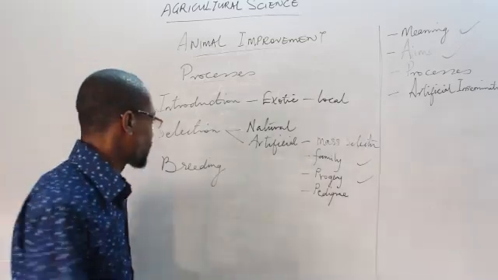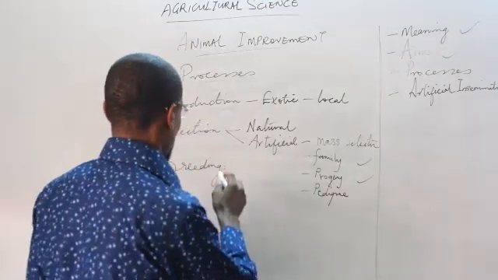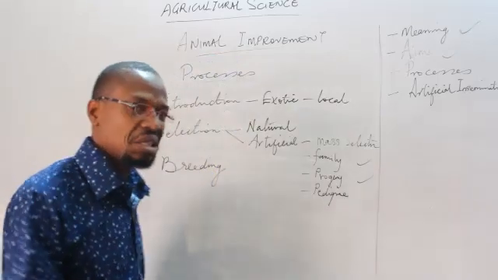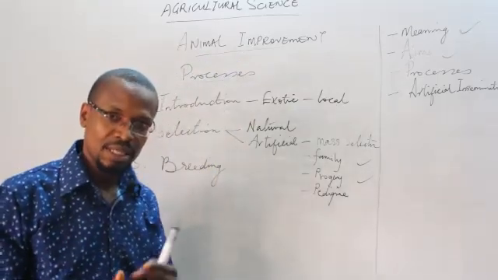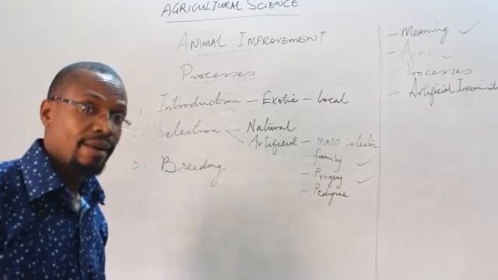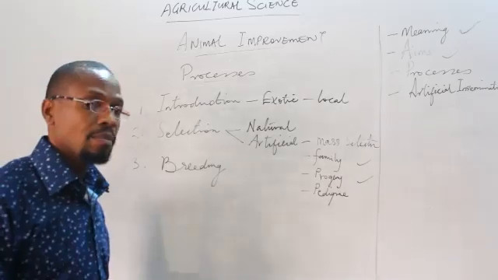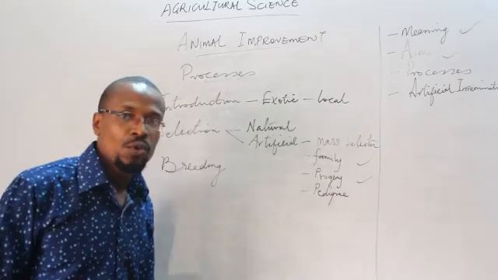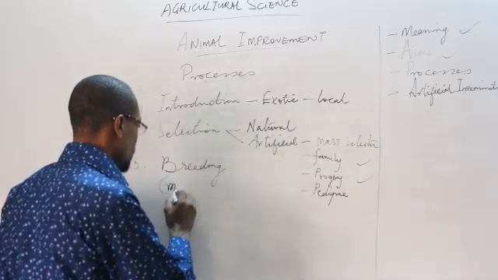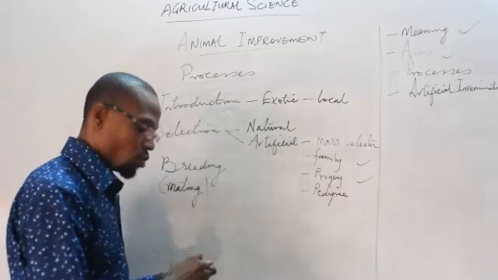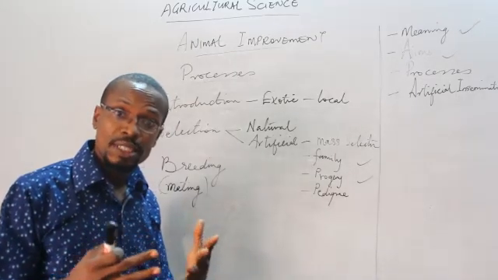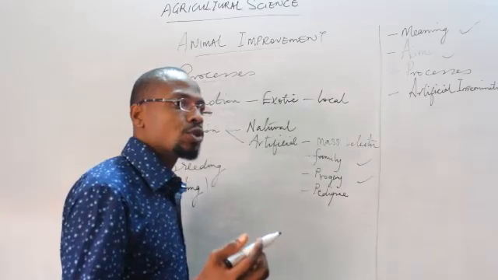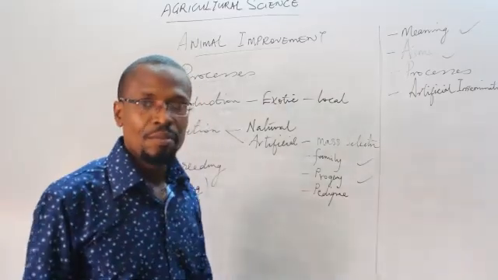Then we talk about breeding. Breeding talks about mating. Breeding and mating go hand in hand. So when we talk about breeding, we're also talking about mating of the farm animals. Mating has to do with the use of the reproductive organs of the animals to perpetuate themselves, to reproduce. So in breeding, four basic principles are involved.